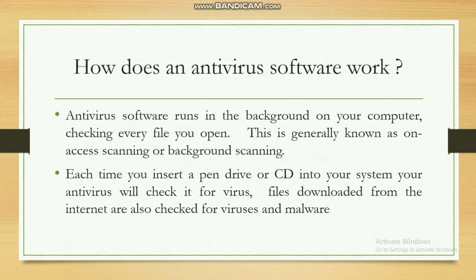How does an antivirus software work? An antivirus software runs in the background of your computer, and it will be checking every file which you open. This is generally known as on-access scanning or background scanning. And if, without your knowledge, a file changes its size, the antivirus software all of a sudden identifies those files and keeps them in quarantine. Each time you insert a pen drive or CD into your system, your antivirus will check it for viruses. Files downloaded from the internet are also checked for viruses and malware.